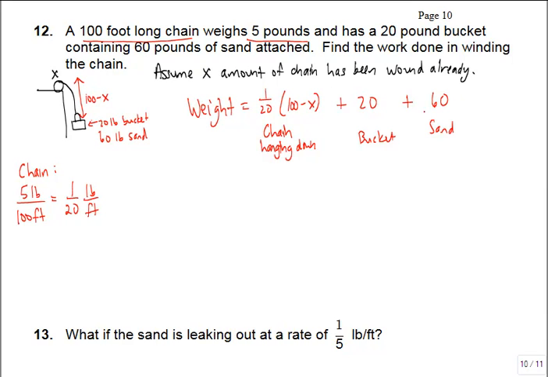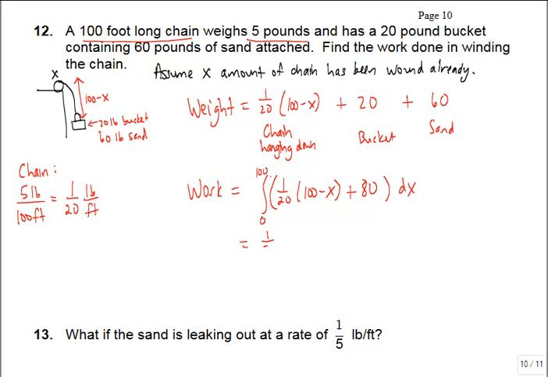So my weight function looks like this, which means my work integral is just going to be the integral of all of this times dx. I'm going to go ahead and combine the 20 and the 60 to get 80. So here's my work integral. And we want to wind the entire chain, which was 100 feet long. So we want X to wind up from 0 up to 100 feet. So my bounds are going to be 0 to 100.